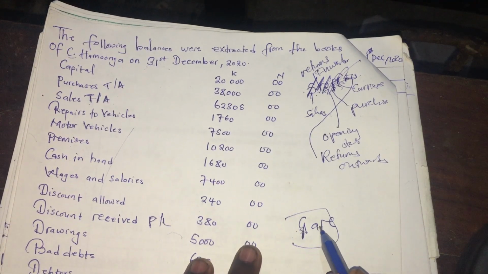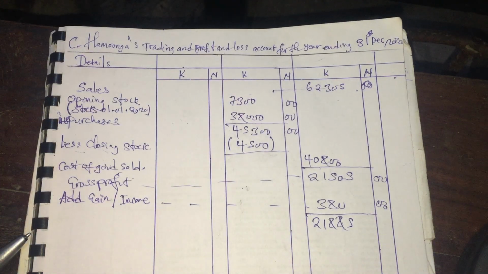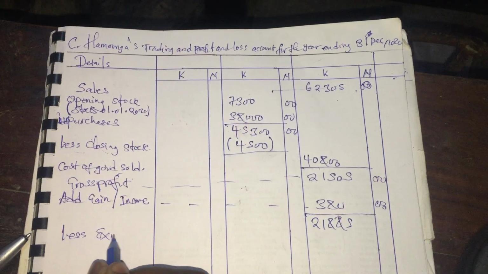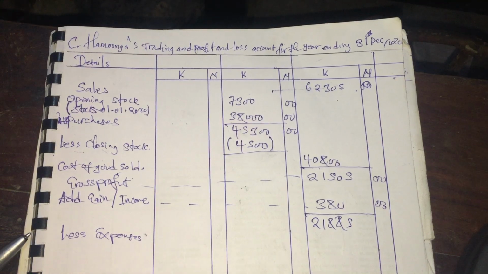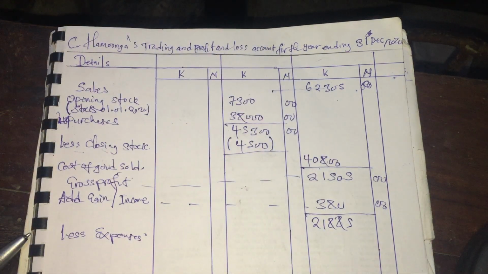So GA, these are together. Then R stands for anything received. Then E stands for expenses, which means less expenses. So we are going to write here less expenses. An expense is simply the amount that someone spends on buying something. The amount that one spends in order to buy something, we refer to it as an expense.